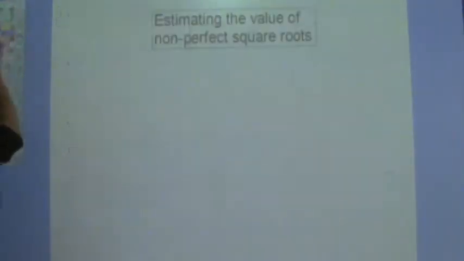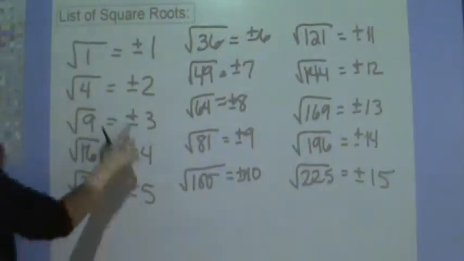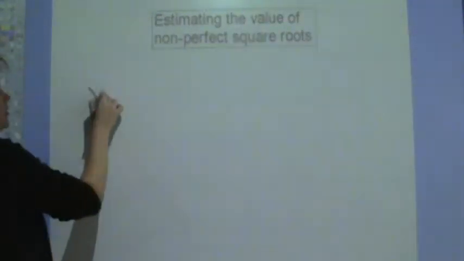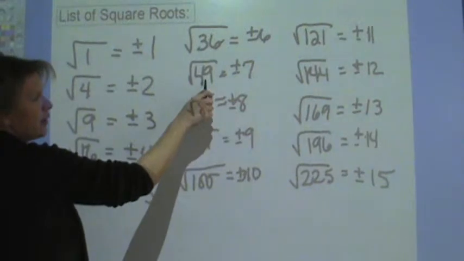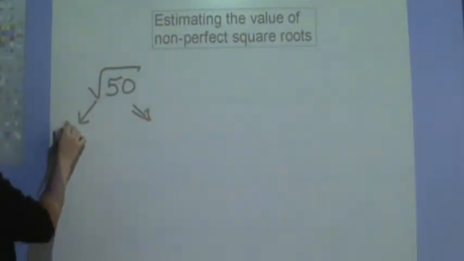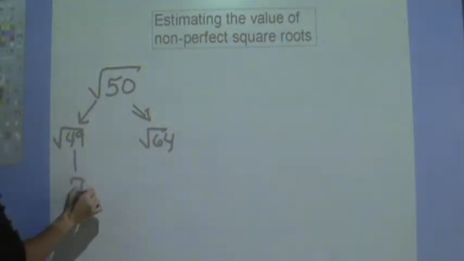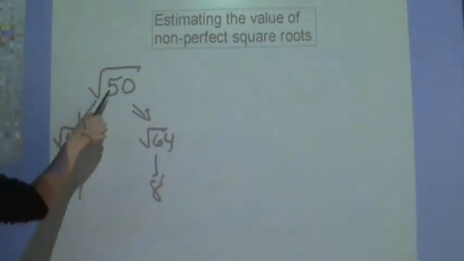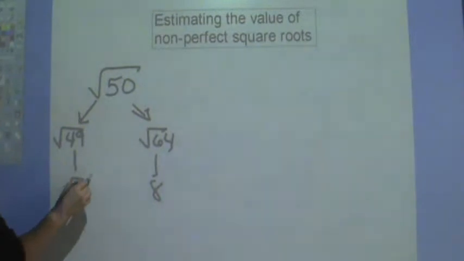Estimate the value of non-perfect squares. So now if it's not a nice number like any of these, for example, the square root of 50, use your list. If I go back here, the square root of 50 would be between the square root of 49 and the square root of 64. Well, the square root of 49 is 7. The square root of 64 is 8. So if I were to put the square root of 50 in the calculator, it would be between 7 and 8, and it would be way closer to 7, right?